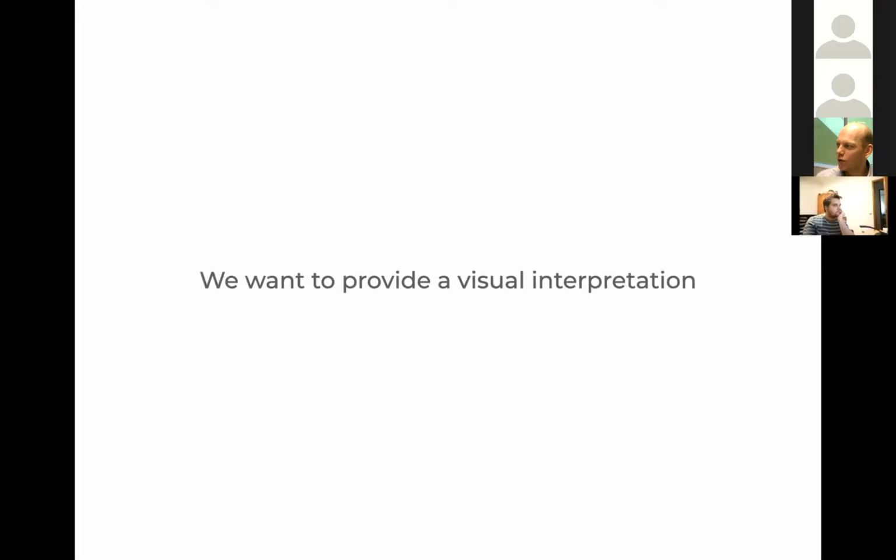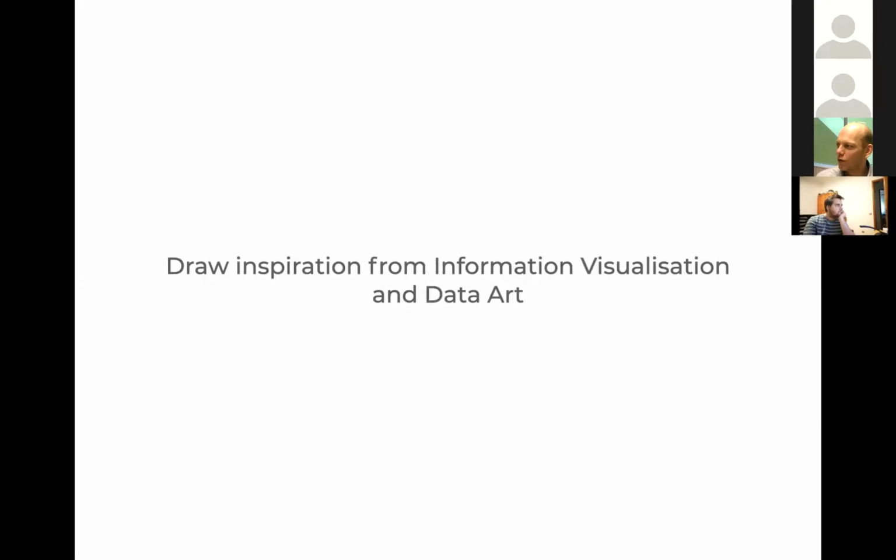In the end, we want to provide a visual clarification of the text. We want to provide a visual interpretation of the text. So we want to provide a visual representation of the text. That's what illustration is. And it's a good idea to follow a data-driven approach. So we can see generative text illustration as a form of information visualization, or even a form of data art.